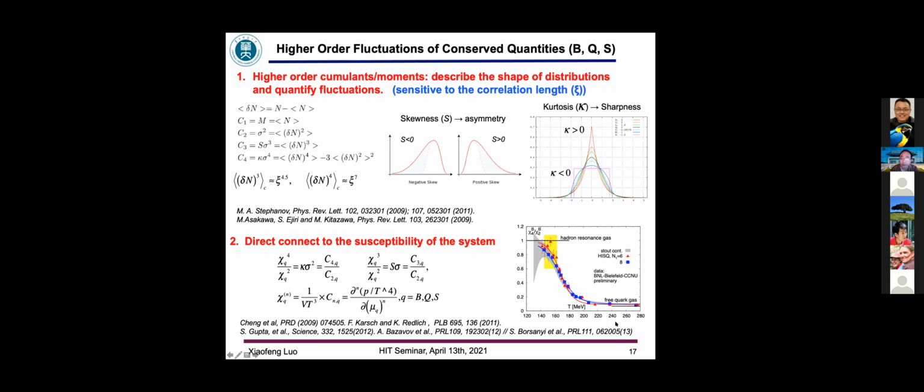From the lattice QCD calculation at mu-B equal to 0, when we increase the temperature, you see this fourth order fluctuation show a rapid change. That means indeed this baryon number fluctuation is sensitive to the phase transition.